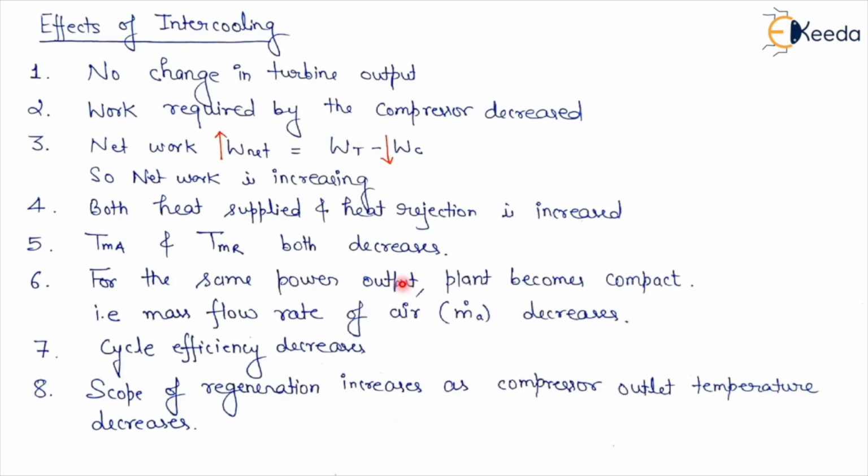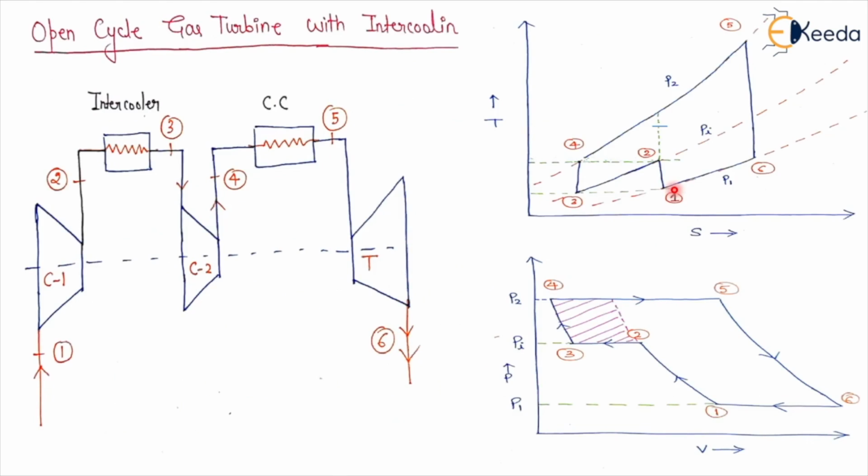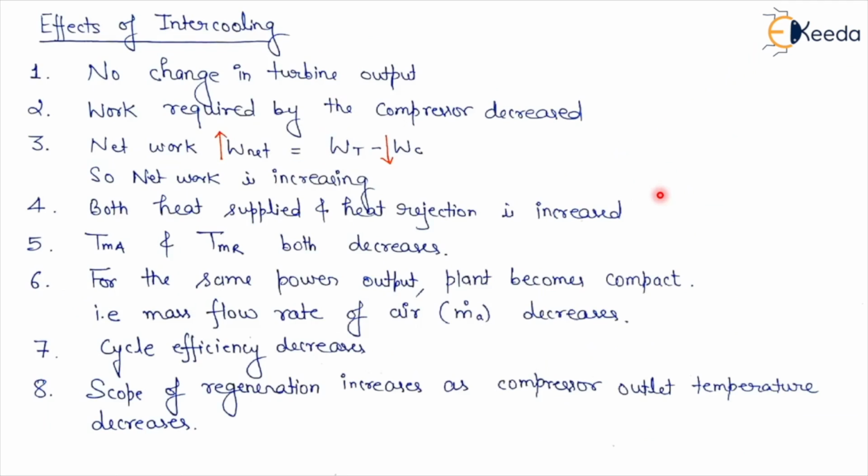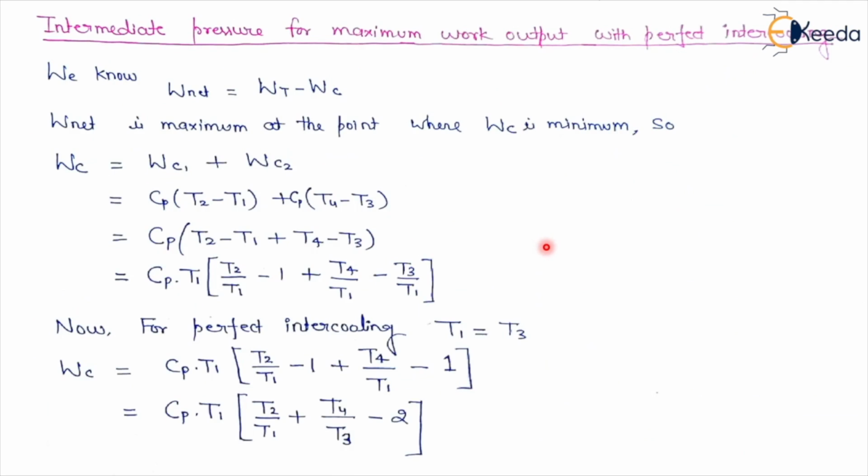Now for perfect intercooling, I've already explained that T1 will be equal to T3. This will be the condition for perfect intercooling. Now wherever there is T3, I'll replace it with T1. So Cp into T1 into (T2 by T1 minus 1 plus T4 by T1). I'll replace this T3 with T1, so this will cancel out and I'll get 1.